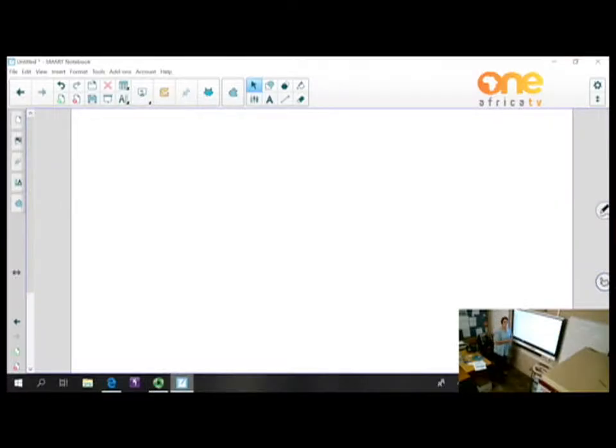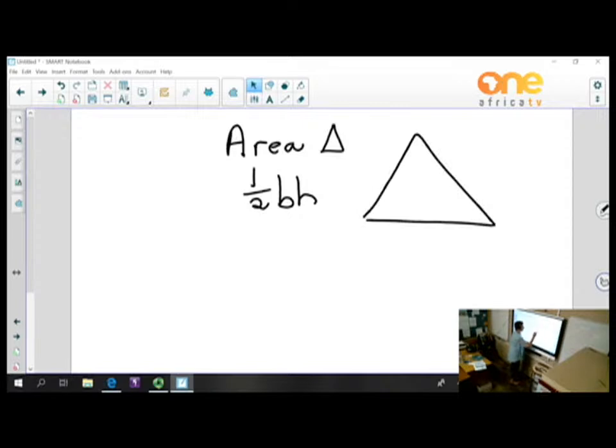Still busy with trigonometry, and today we're looking at the area of a triangle. Now, we know of a right angle triangle, it is half base times height. We can work with that one, half base height. But then we're going to look at the area of any triangle, ABC.